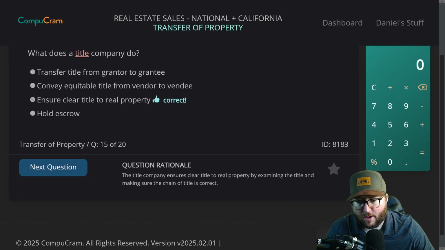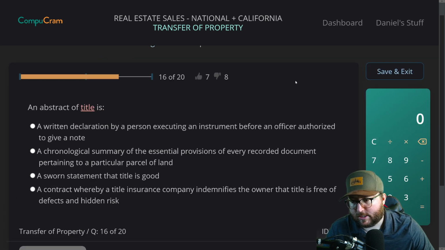Correct. The title company ensures clear title to real property by examining the title and making sure the chain of title is correct. Question 16.